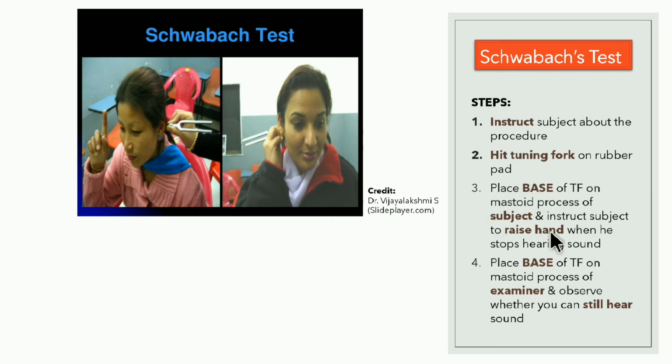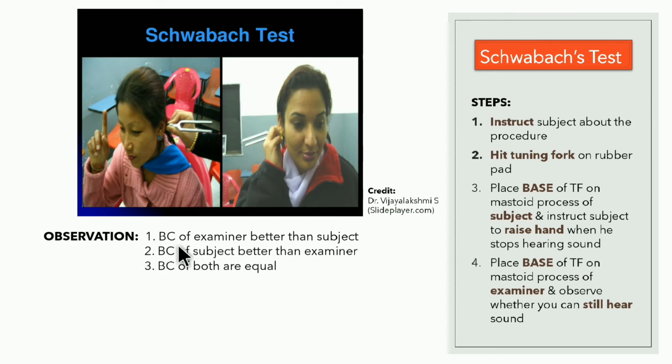If you see, what we are doing here is we are comparing the bone conduction of the patient with the bone conduction of the examiner, considering the examiner is normal. We consider the examiner is having normal hearing, and we are comparing the bone conduction of the subject to the bone conduction of the examiner. So what are your observations? There are only three scenarios possible. The bone conduction of the examiner can be better than the bone conduction of the subject, or the bone conduction of the subject can be better than the bone conduction of the examiner, or the bone conduction of both of them are equal. So these are the only three scenarios possible.